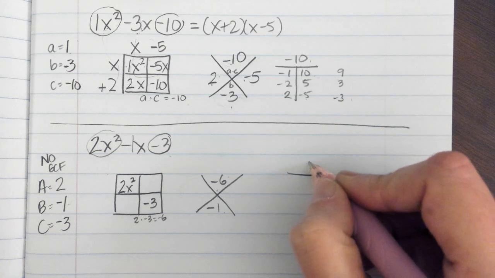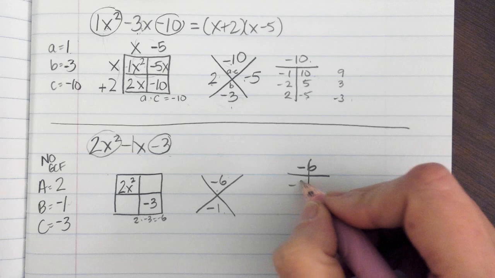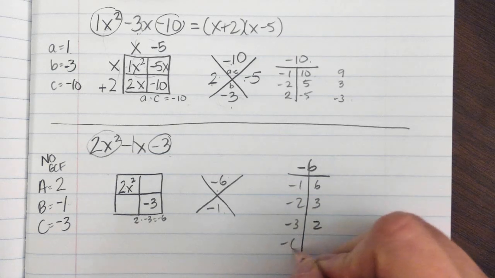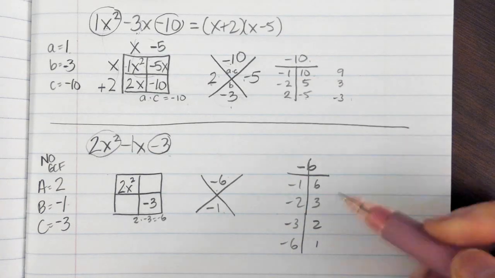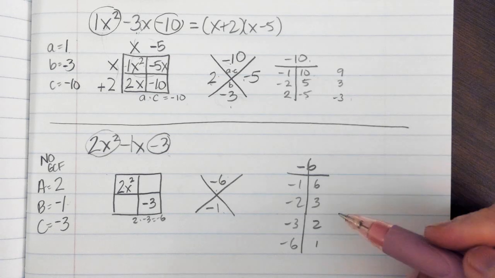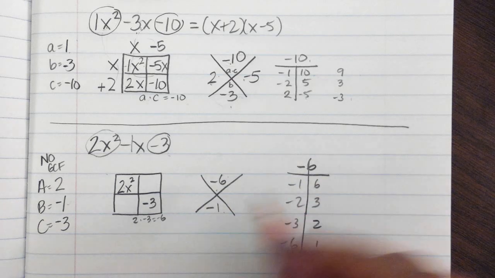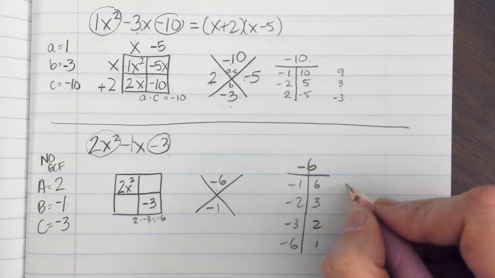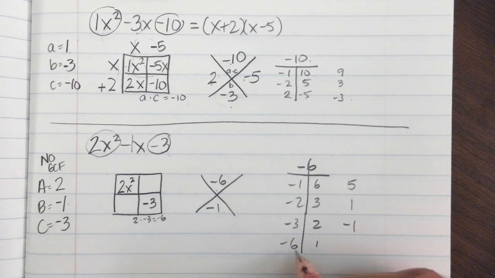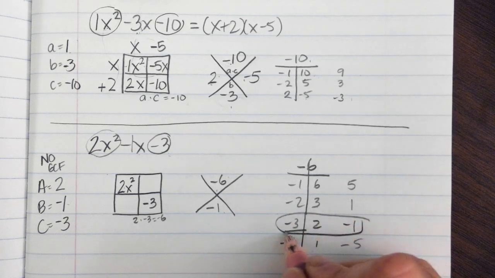So I'm going to make myself a little factor table again. Negative 6. So that's going to be negative 1 times 6, negative 2 times 3. I'll just do them all. Negative 3 times 2, negative 6 times 1. These are all the ways that I can get negative 6 by multiplying two numbers together. And I'm looking for whole numbers too. Don't be looking for fractions. Now I'm going to add them together because I want the factors that add up to negative 1. Well, negative 1 plus 6 is 5. Negative 2 plus 3 is 1. Negative 3 plus 2 is negative 1. Negative 6 plus 1 is negative 5. Well, I want negative 1. So these are the numbers I need.